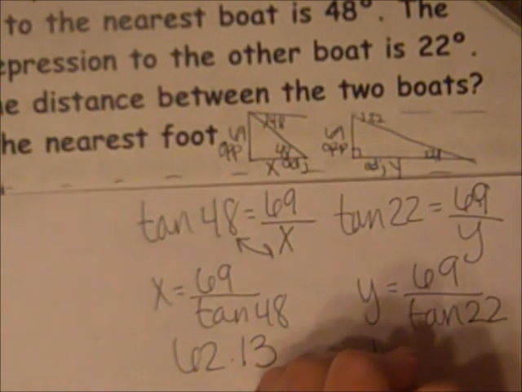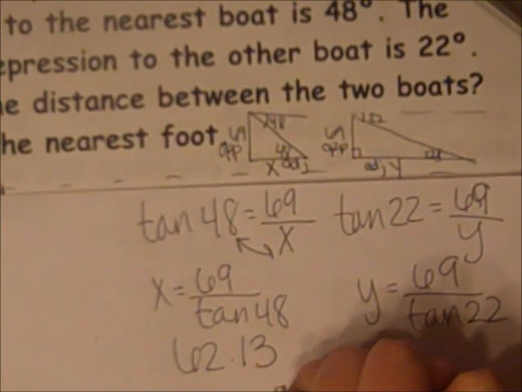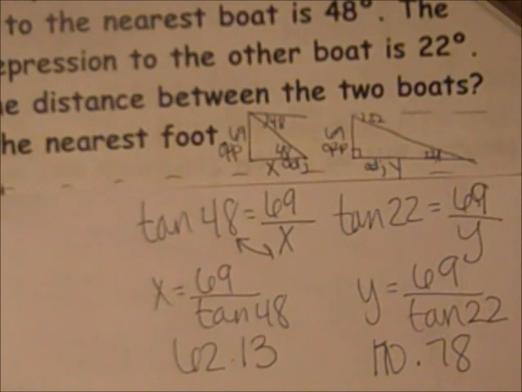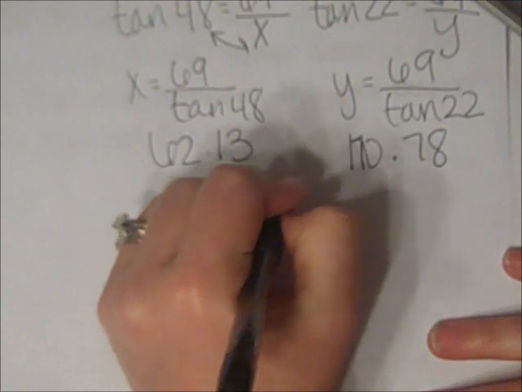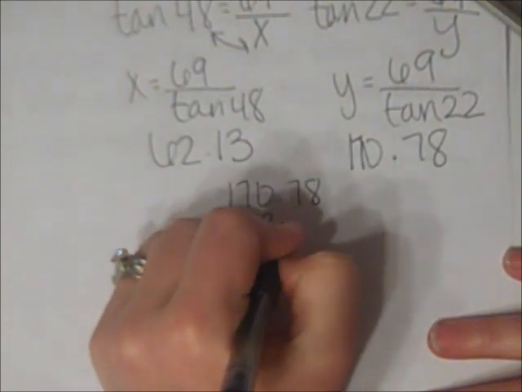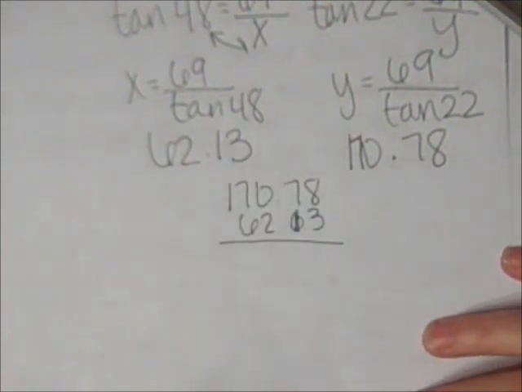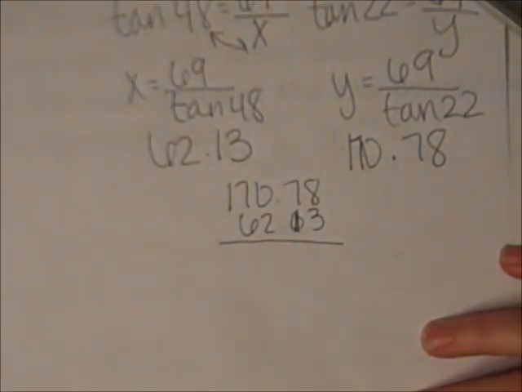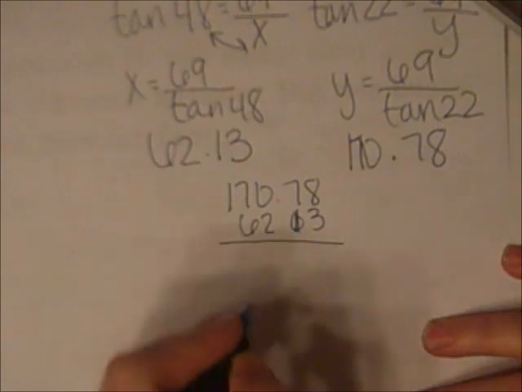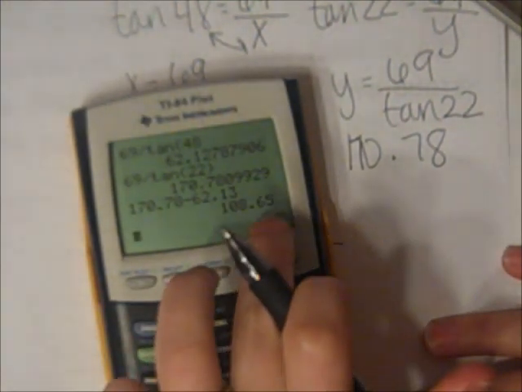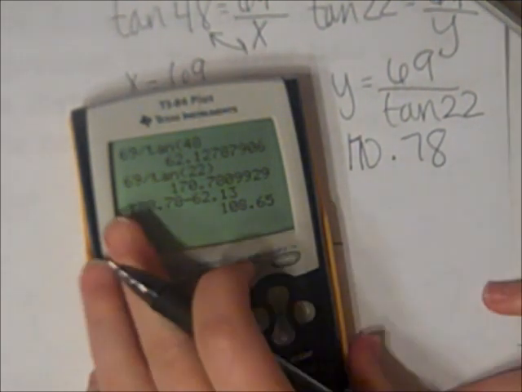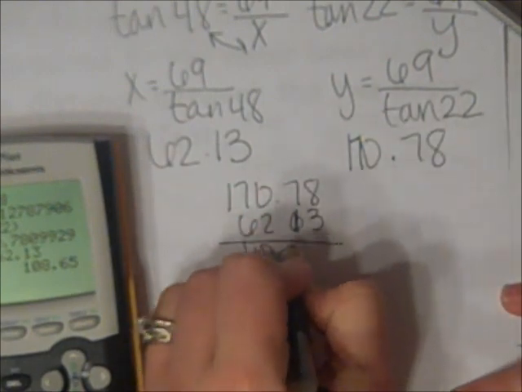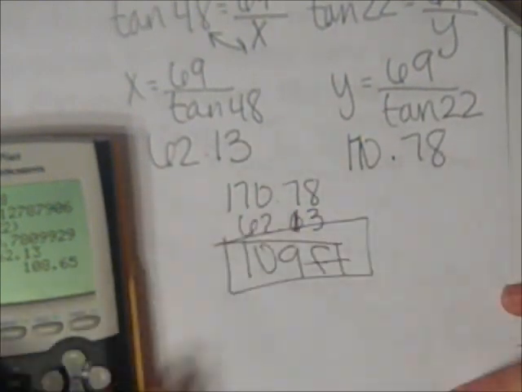So this one is 170.78 feet away. And then you can say, okay, if the further one is 170 feet away and the closer one is 62 feet from the lighthouse, then 0.13, then they are 108.65 feet apart. And now that we're done with the question, now we can round. So we can close this problem out by saying they are 109 feet apart.